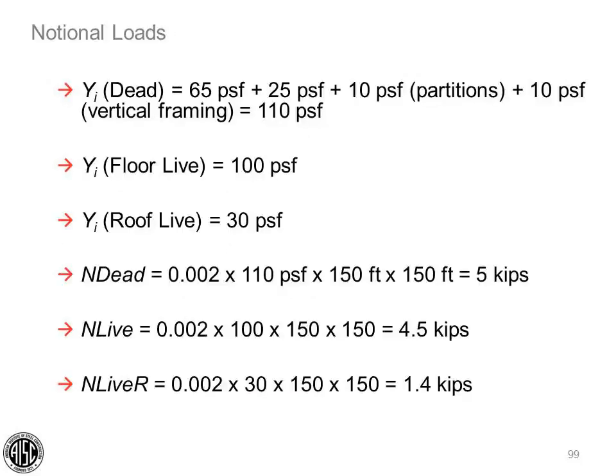Now we'll calculate the notional loads. We'll apply notional loads in each direction at each elevated level. We'll specify the AISC standard tolerances, so we'll use 0.002 times the gravity loads. The notional lateral load for dead load is 0.002 times the dead and superimposed dead loads equals 5 kips at each level. The notional lateral load for the live load is 0.002 times the live load equals 4.5 kips at each floor, and the notional lateral load for the roof live load is 0.002 times the roof live load equals 1.4 kips.